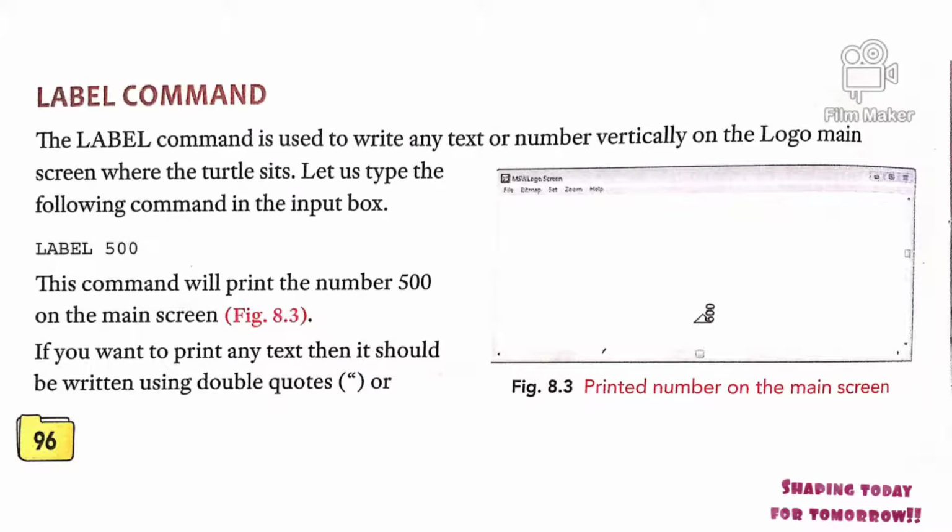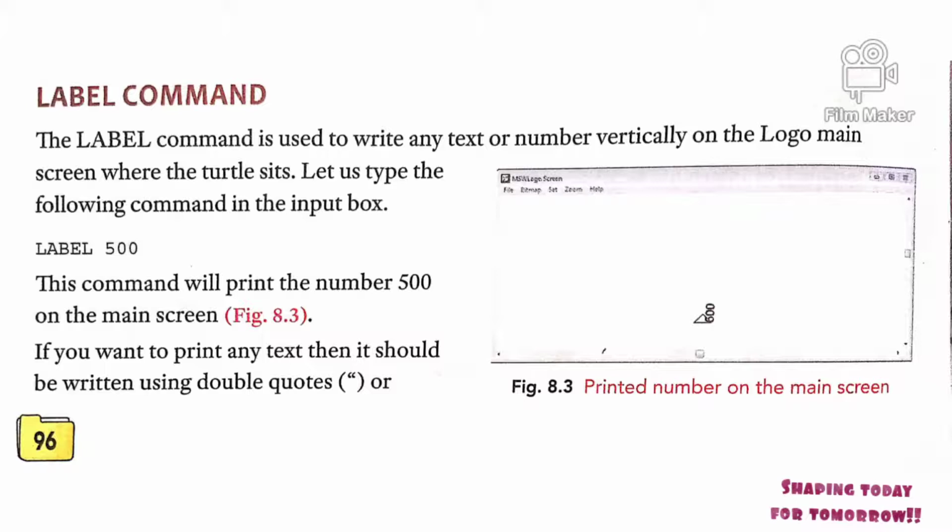Okay. Now the next topic is the label command. The label command is used to write any text or number vertically on the logo main screen where the turtle sits. So students, with the help of the label command, you can write any text or any number that you want, but this time it will come in the vertical position. And what is the vertical position? The standing line position is called the vertical position. It will come on the logo main screen where the turtle sits, in the center.